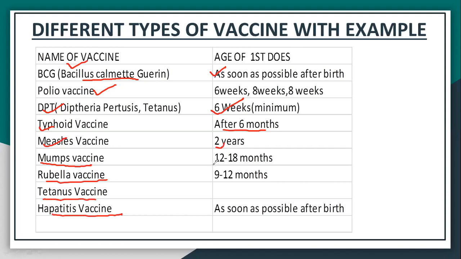All these types of vaccines are available now, and they prevent us from infectious agents, right? In that way vaccines work, right?